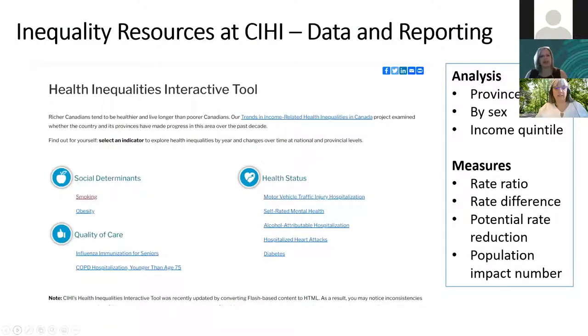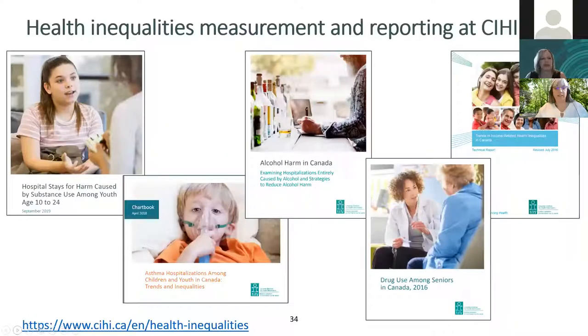I just want to flag here too that the Health Inequalities Interactive tool provides inequality measures for selected indicators that use sex and income quintile. While this is available online with data, I do want to note that it hasn't been updated in some time, but it does provide examples of analysis and how you can display inequalities data to a wider audience. Next slide. Finally, here are just a few examples of CIHI reports that have included inequality analyses. These and other reports are listed on CIHI's Health Inequalities webpage.